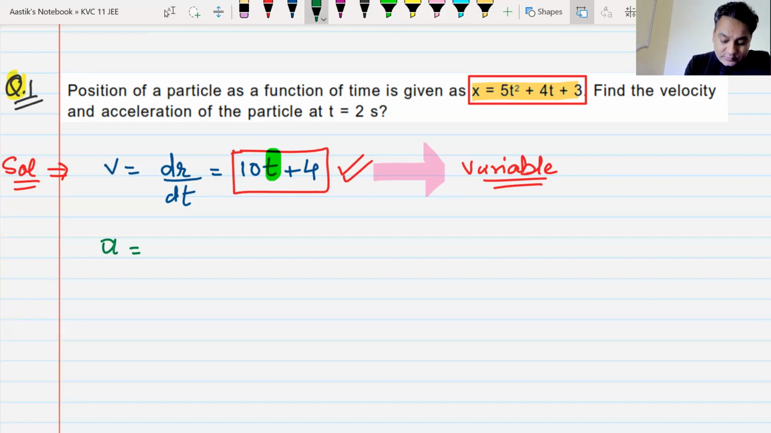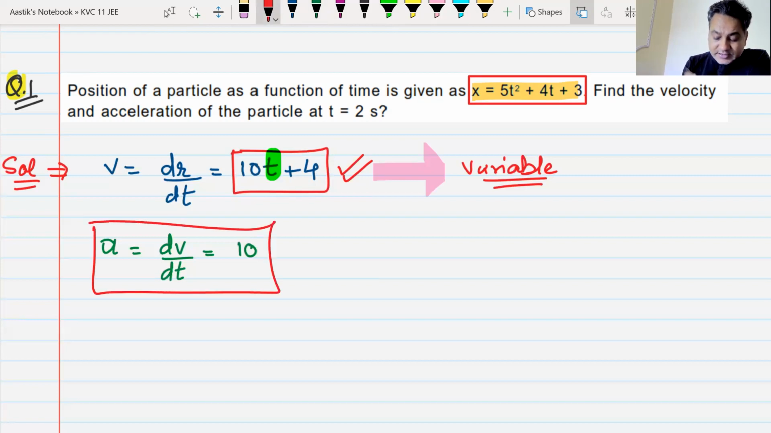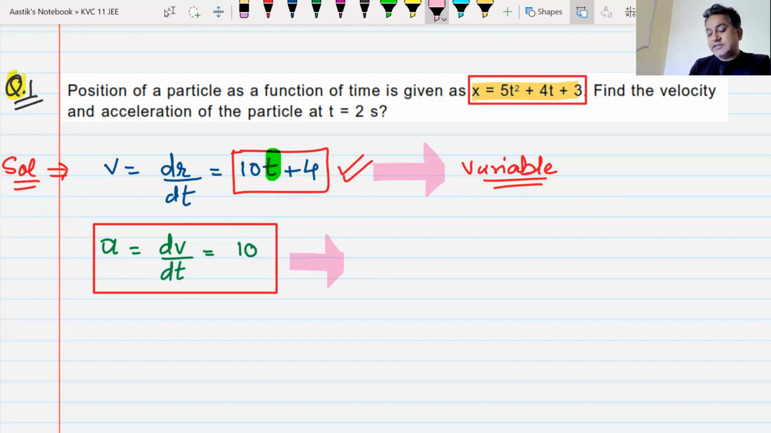Let us move on and find out the acceleration. Acceleration, as you all know, is the derivative of velocity, dv by dt. I differentiate it once more. Derivative of 10t, 10 comes out. Derivative of t is 1, so this is simply 10. Derivative of 4 is 0 because it is a constant. So my acceleration is 10. I again ask you the same question: is this constant or is this variable?